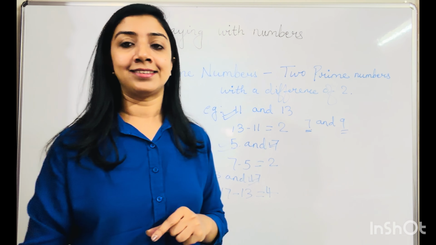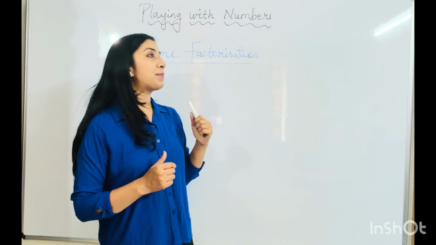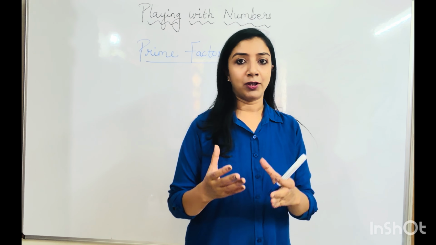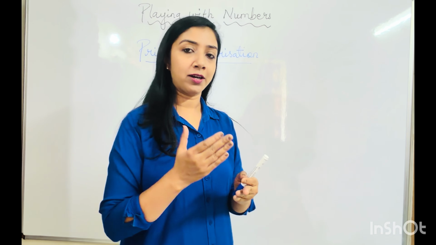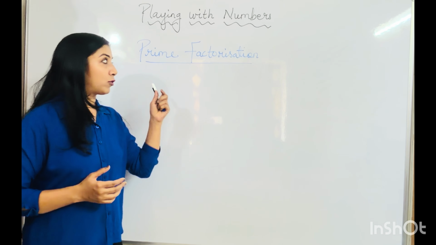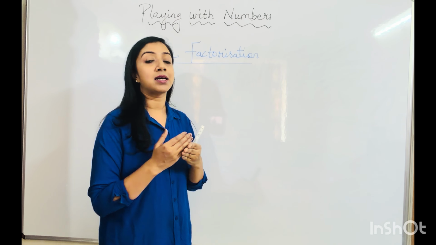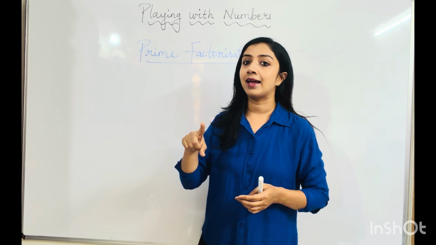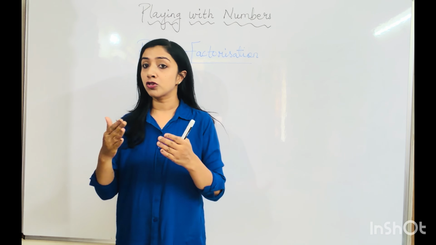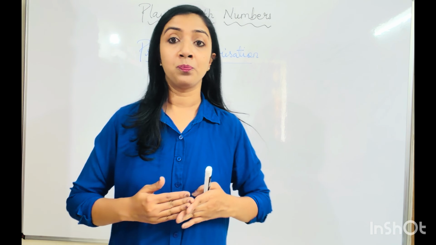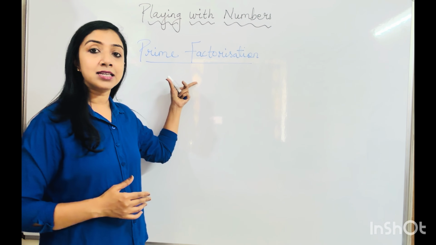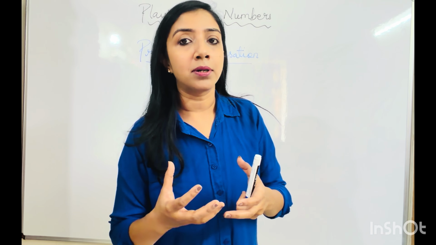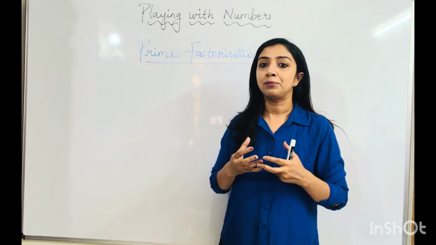Okay, children? Now, children, we will see prime factorization. Now, what is prime factorization? We all know what prime numbers are, what factors are. Prime numbers are numbers which have only two factors, that is 1 and the number itself. And factors I have already explained to you. So what is prime factorization here? Prime factorization means expressing a number as a product of prime numbers.